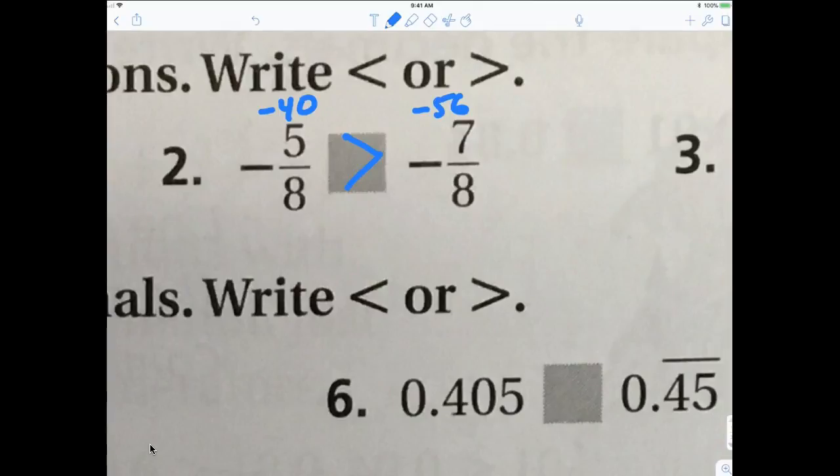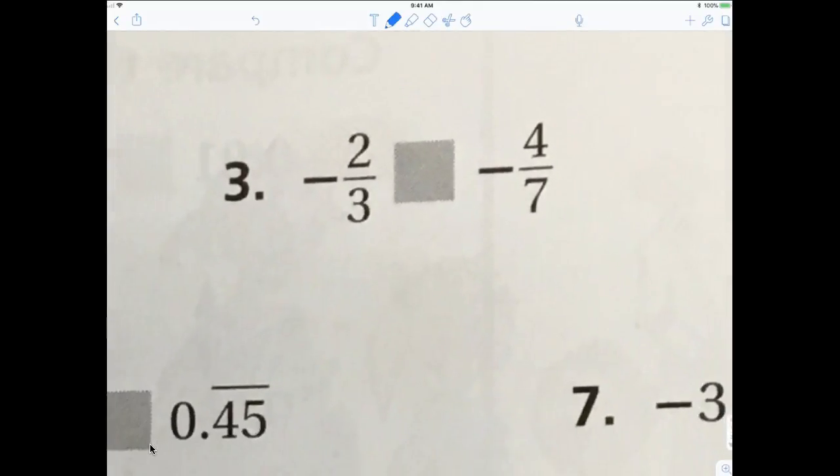You with me? It's trying to be easier. We're not cross canceling. We're multiplying. So let's take a look at number 3. So on this one, you would do what? You multiply, so it's 14. And we'd say negative 14, though, right? Negative 14 and negative 12. So the alligator eats negative 12. Or we would say less than. Negative 2/3 is less than negative 4/7.